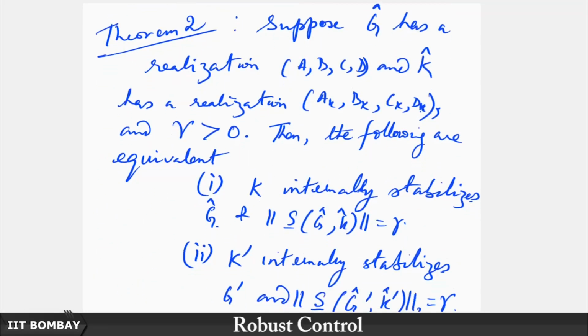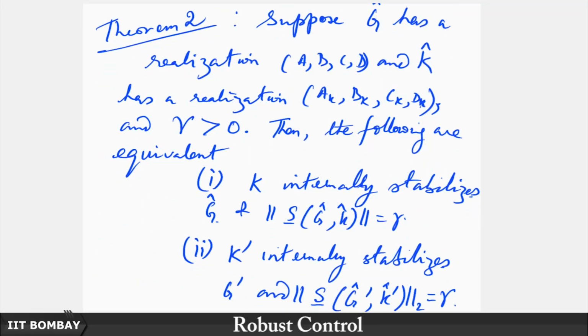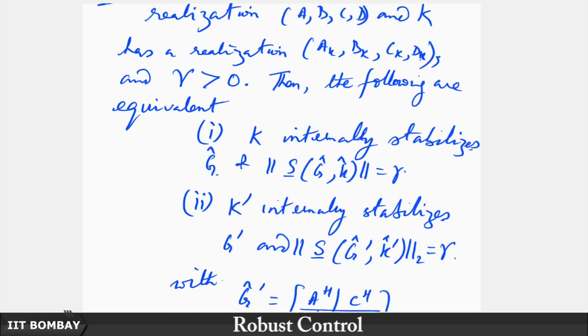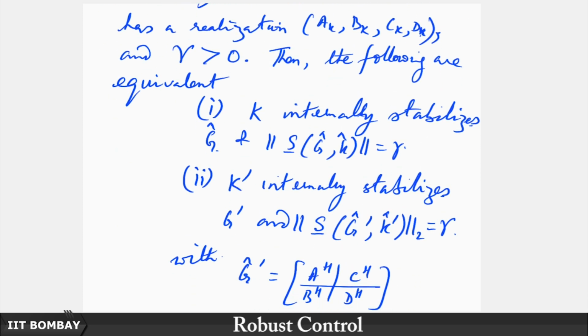If you now focus on the screen, this is the theorem. We call it a theorem. Of course, this is not really a major theorem, but what it says is that if you have this G and the controller in this standard feedback configuration, then whatever will be the norm of that feedback system, it will be the same if you had flipped the inputs and outputs at the plant and controller terminals, both of them. So you take this G prime and K prime, G hat prime and K hat prime, it would have exactly the same norm.